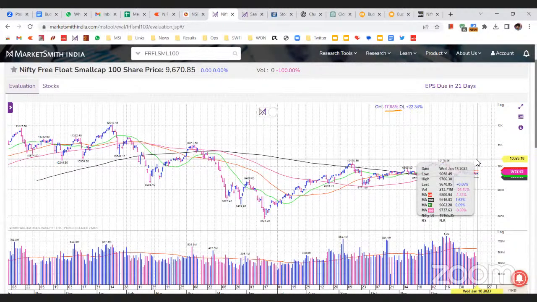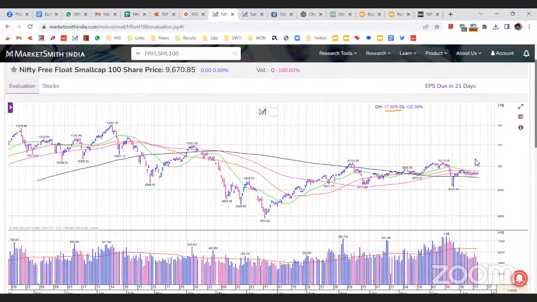So this index might test its 200 DMA, which is another 1.6% away. It's not a major difference between the price and the average, so 1.6% is not a major absolute number. Small caps can also move higher when compared to the Nifty movement, and that can happen within a day or two. On the upside, we have a good amount of overhead supply on the small cap index. Again, if the budget comes out positively and these small caps join the rally, they'll definitely add to the overall market, and lots of breakouts will happen, which will probably be successful.